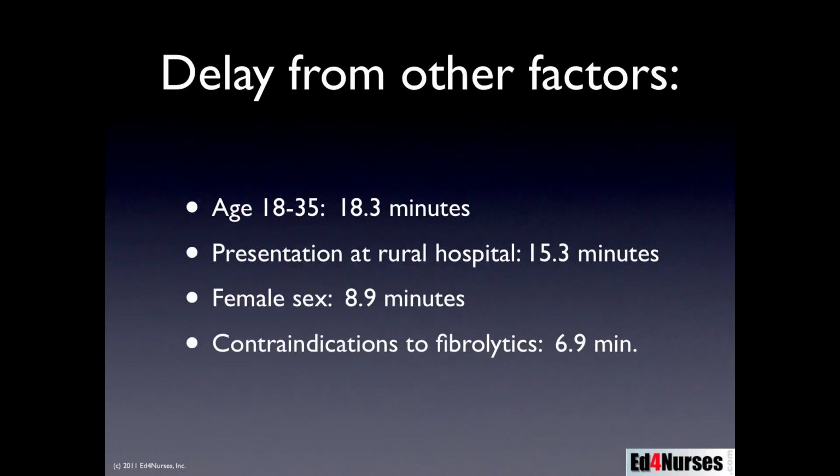In the study, they also found that there were a number of other variables that contributed to delay. Age: the young patients who presented having acute coronary syndrome, maybe we thought, well, maybe they're really not having an acute coronary syndrome, but at any rate, it caused an additional delay of 18.3 minutes. Presentation at a rural hospital caused a delay of about 15 minutes. Female sex caused a delay of about 9 minutes, and contraindications to fibrinolytics caused about a 7-minute delay. You would think it would be just the opposite. If the patient had a contraindication to fibrinolytics, they would be transferred quicker, since we didn't have the option to use fibrinolytics in this case.